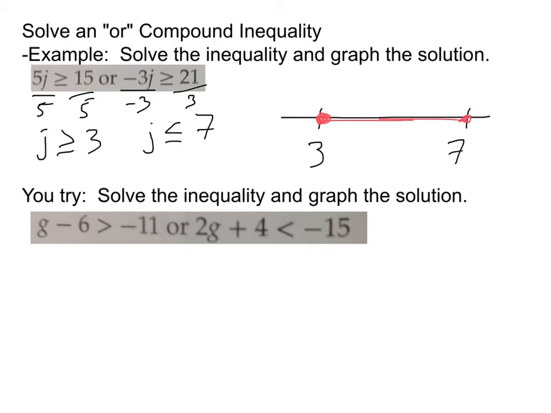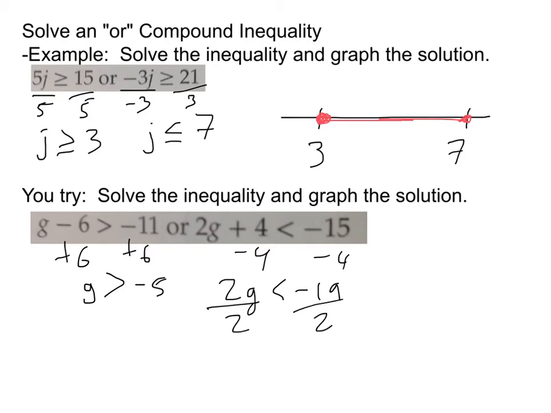I know I said I want you to try this one, but I want to do this one just to make sure that we get the other example where the lines actually go away from the points. So let me do this one for you too. Here, this first part, I would add 6, so I get g is greater than negative 5. Over here, I would subtract 4, so I have 2g is less than negative 19. Divide by 2, divide by 2.